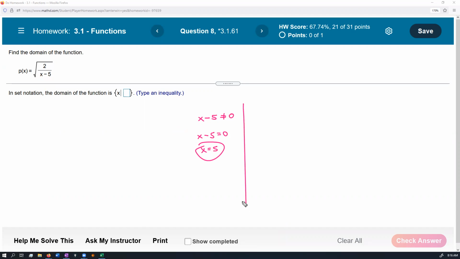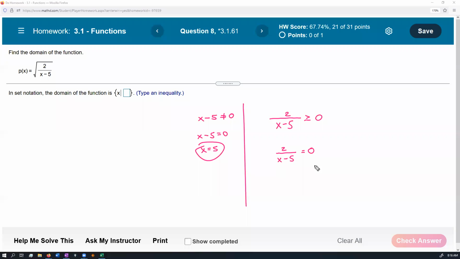The other thing we have is a square root. So we need to make sure that 2 over x minus 5 is bigger than or equal to 0. Because, again, what's underneath this root cannot be negative. So we need this to be true. Now, this is called a rational inequality, and these are a little bit tricky. I actually didn't do one of these in class. What you do is you do it kind of like the quadratic inequality we did in class. We're going to set it equal to 0 first, okay?